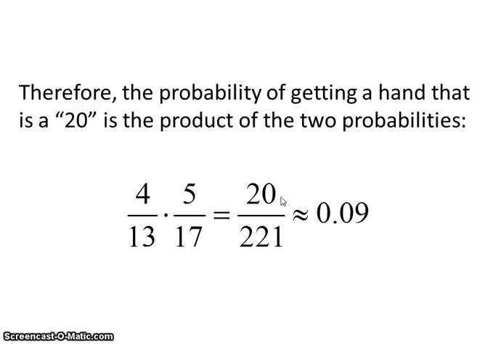So the probability of getting a 20 dealt to us in our first two cards is about 9%, and that's not very big. So if you're a blackjack player, you might want to take that into consideration.